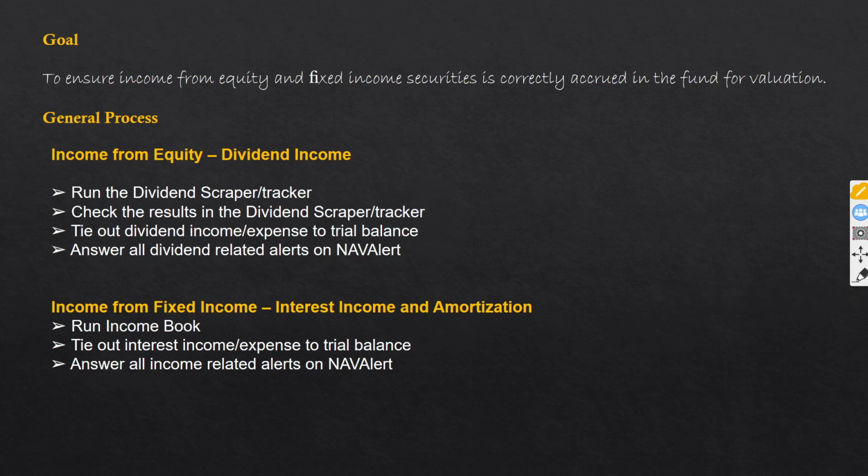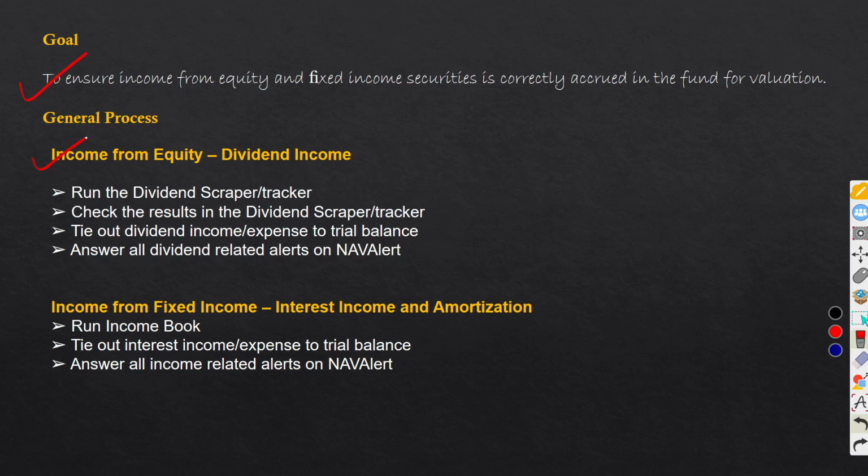Again, we'll check a few things on why income processing is important. The goal is to ensure income from equity and fixed income securities is correctly accrued in the fund for valuation. Otherwise, your valuation may be wrong, because income directly influences the net asset value of the fund.